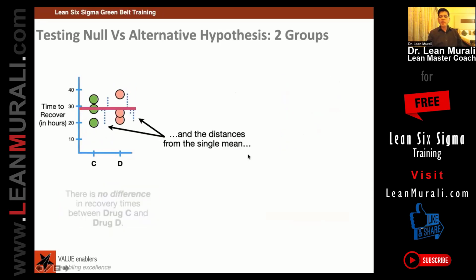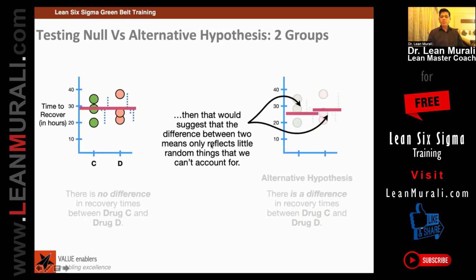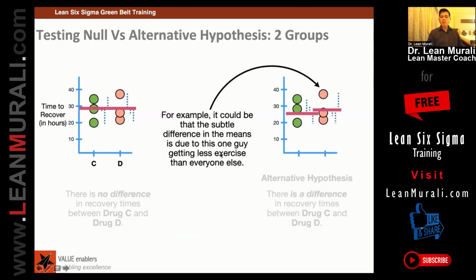Alternatively, if the data looked like this, the distances from the single mean were not dramatically different. Here also there are two means, but these two means are so close and almost the same as the original average mean. Then that would suggest that the difference between the means reflects only random things. Because of random things, somebody exercised, that's why he recovered fast. Somebody did not exercise, he is a smoking guy, and that's why he recovered slowly and stuff like that.